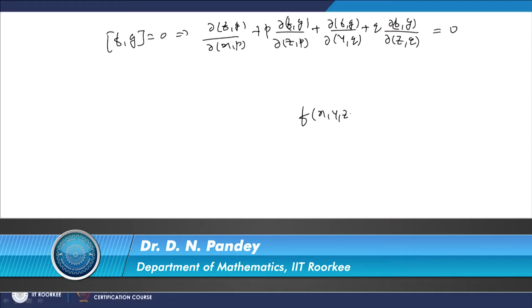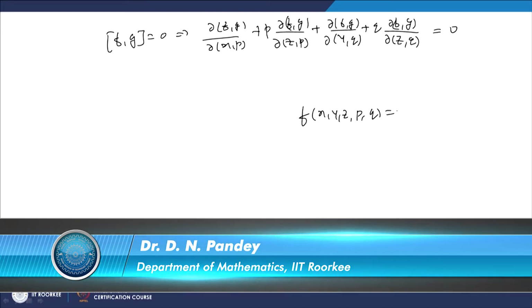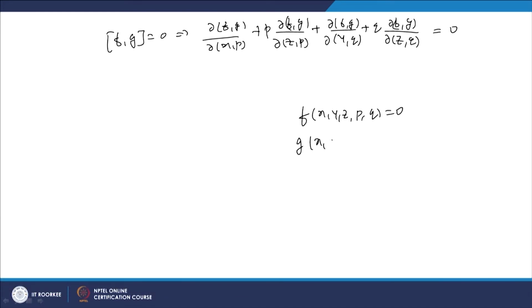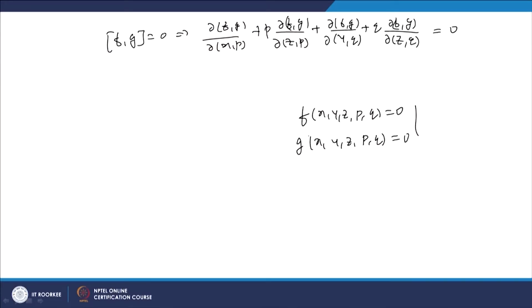Here we say that f(x, y, z, p, q) = 0 and g(x, y, z, p, q) = 0 are said to be compatible if every solution of the first equation is a solution of the second, and vice versa. And then we considered a method of finding at least one solution in common.